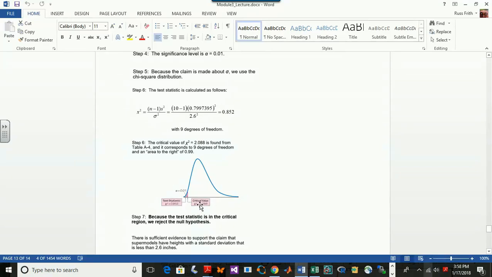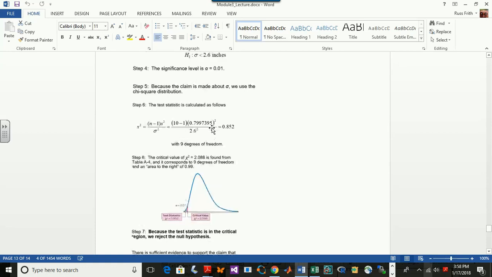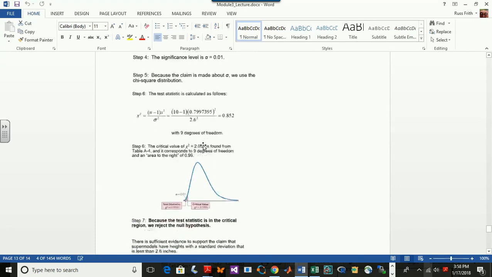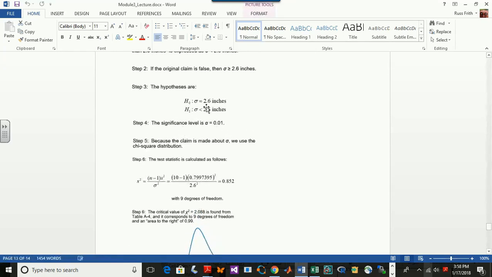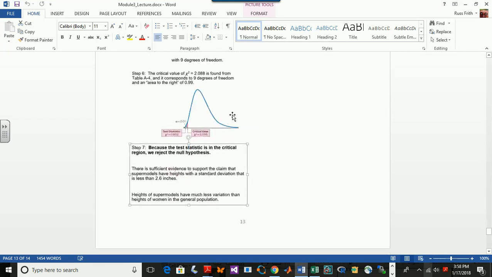So remember, in a chi-squared test, if you're to the left of a critical value in a left-tailed test, then you reject the null hypothesis and accept the alternative hypothesis that the variation in the model's heights is less than 2.6 inches. If this were a right-tailed test and your test statistic were to the right of the critical value, then you would again reject the null hypothesis. If this were a two-tailed test and your test statistic were in either one of those regions, then you would reject the null hypothesis.